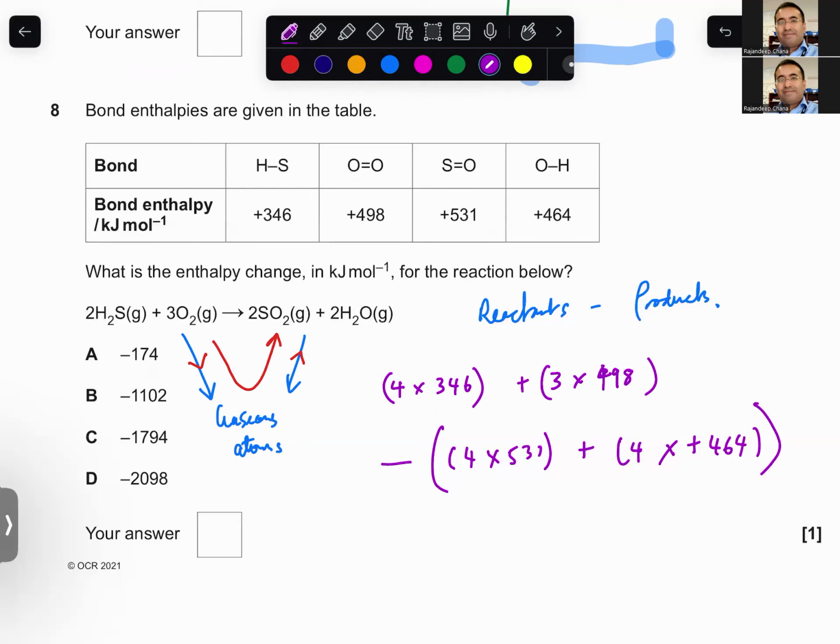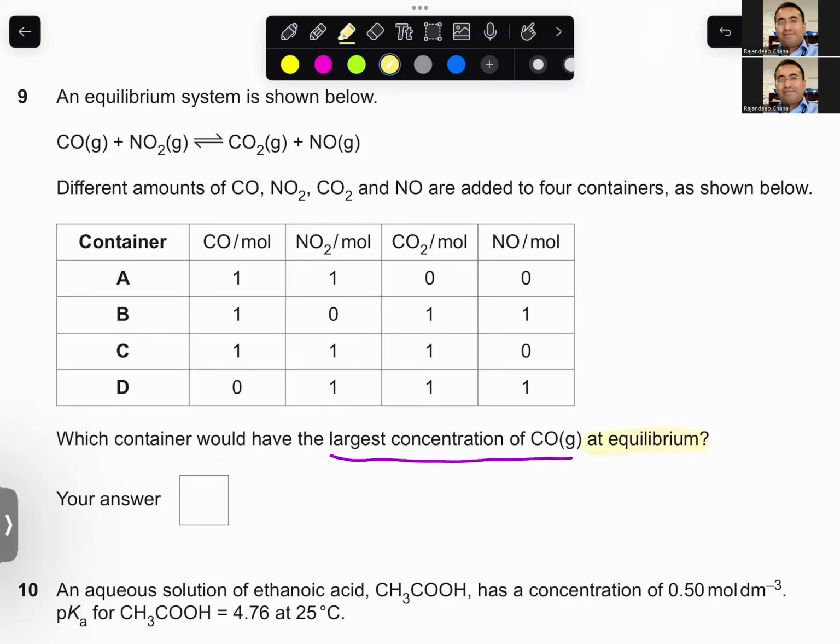This is an interesting question. You see in here, you have an equilibrium system of this, and it says different amounts are added to 4 containers as shown below. Which container would have the largest concentration of carbon monoxide? So we are looking at which one would, at equilibrium, we are looking at carbon monoxide, we're looking at this column.